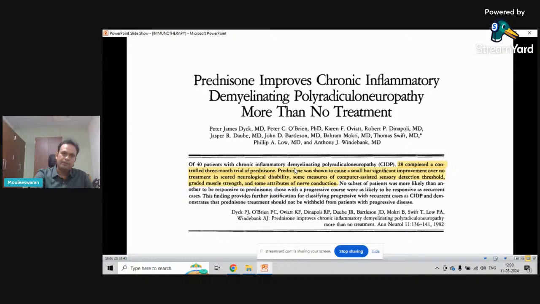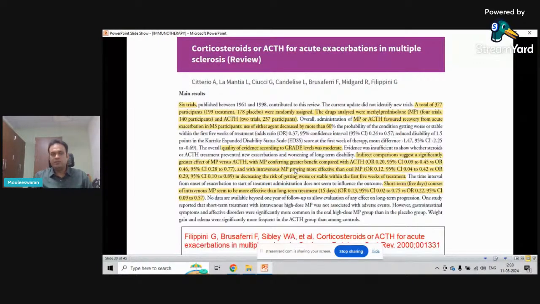So this is a Cochrane review where the use of methylprednisolone and ACTH was studied in a group of patients with multiple sclerosis during acute exacerbation, and they have found that there is a significantly superior effect of methylprednisolone over ACTH, and the effect is more predominant when it is administered as an intravenous formulation than oral formulation, and they can be more effective when the patient presents with an acute exacerbation.